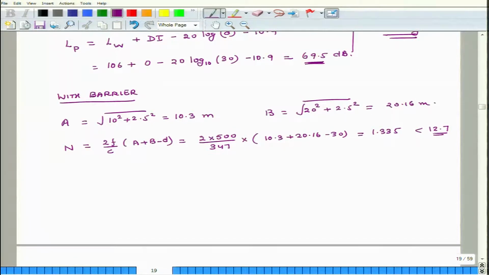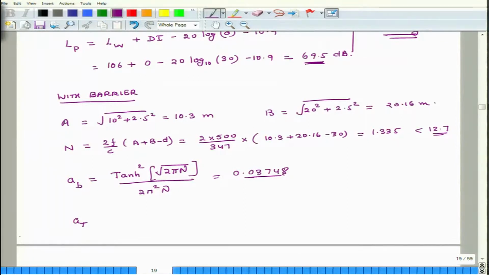So, Fresnel's number in this case is less than 12.7, so we use the first relation. AB equals tanh squared of 2 pi n divided by 2 pi squared n, and this value comes to be 0.03748. All these calculations are done for the 500 hertz band.